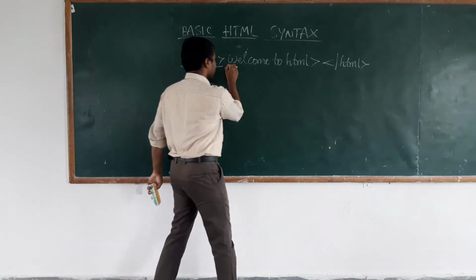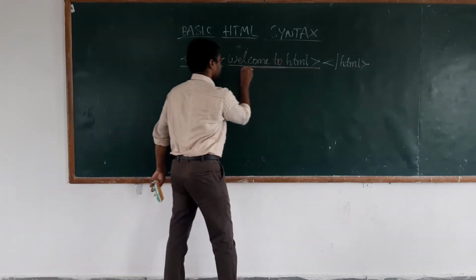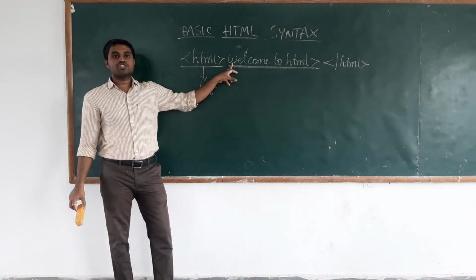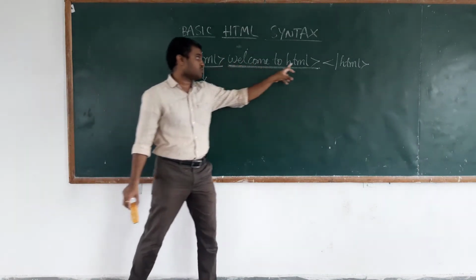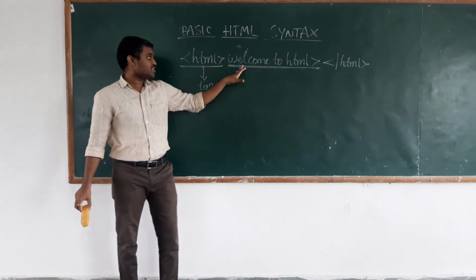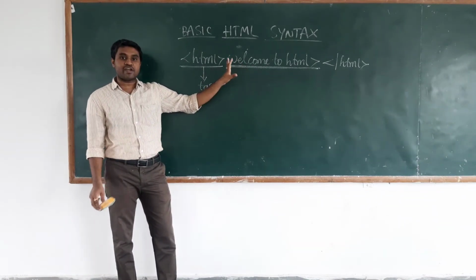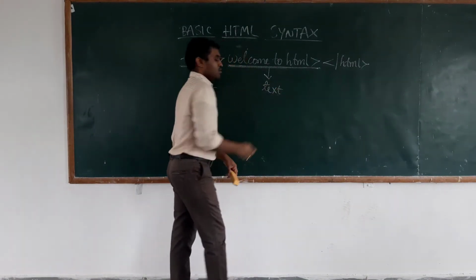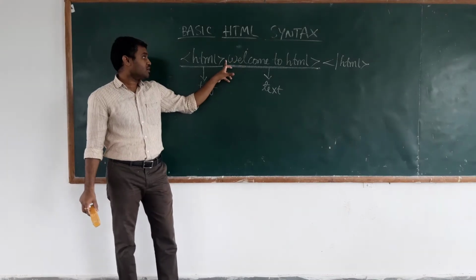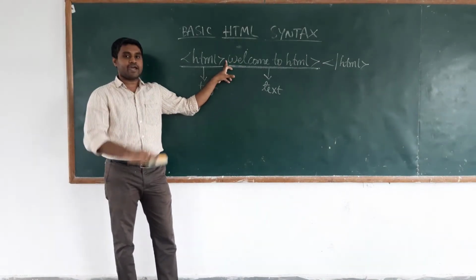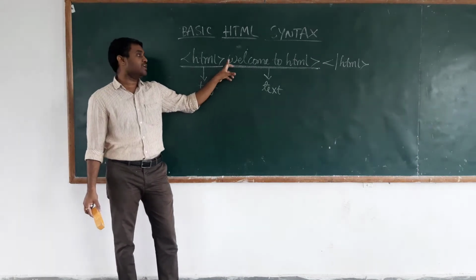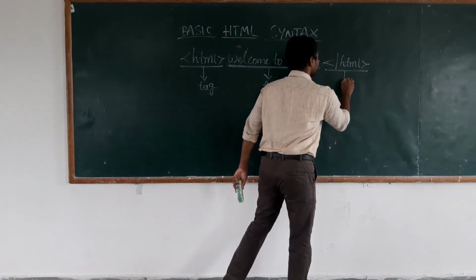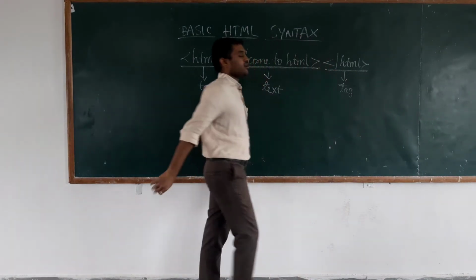After that we have written: welcome to HTML. If you closely observe this content, it is not enclosed with a left angle bracket, but it is enclosed with a right angle bracket. Since this content is not enclosed with a left angle bracket, it is treated as text. If this content were enclosed with a left angle bracket, it would be treated as a tag. Now, from here to here, again it is treated as a tag, since it is enclosed between a left angle bracket and a right angle bracket.